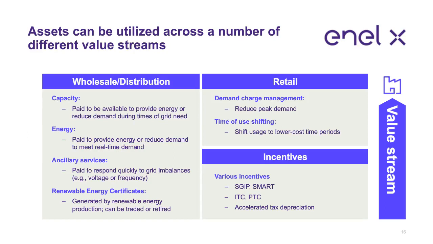So capacity is what RTOs and utilities use to manage peak demand. So that one time in the summer when everyone's running their air conditioner and usage on the grid is at its peak, the RTO needs to make sure they have enough resources on the system to meet that peak. This is what the capacity market provides. It's a value stream to ensure that there's enough available resources that can meet that peak demand whenever it occurs.